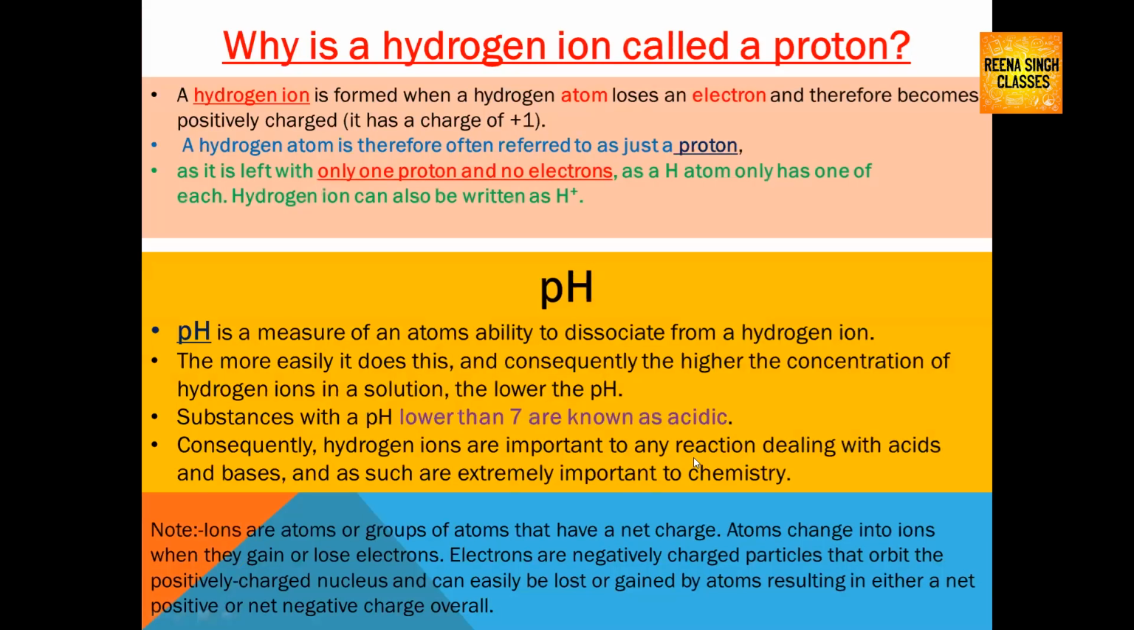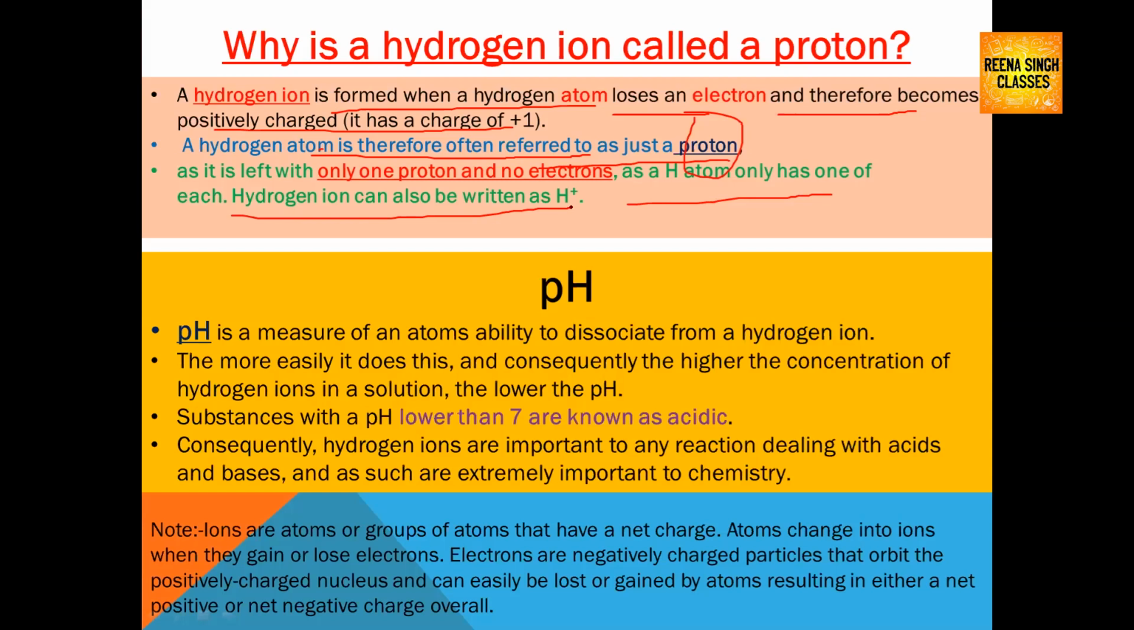Now the question may arise, why is a hydrogen ion called a proton? The atomic number of hydrogen is 1. So a hydrogen ion is formed when a hydrogen atom loses an electron, and therefore becomes positively charged. It has charge +1. This is the reason the hydrogen ion is referred to as just a proton, as it is left with only a proton and no electrons. As the hydrogen atom only has one of each, hydrogen ions can also be written as H+.